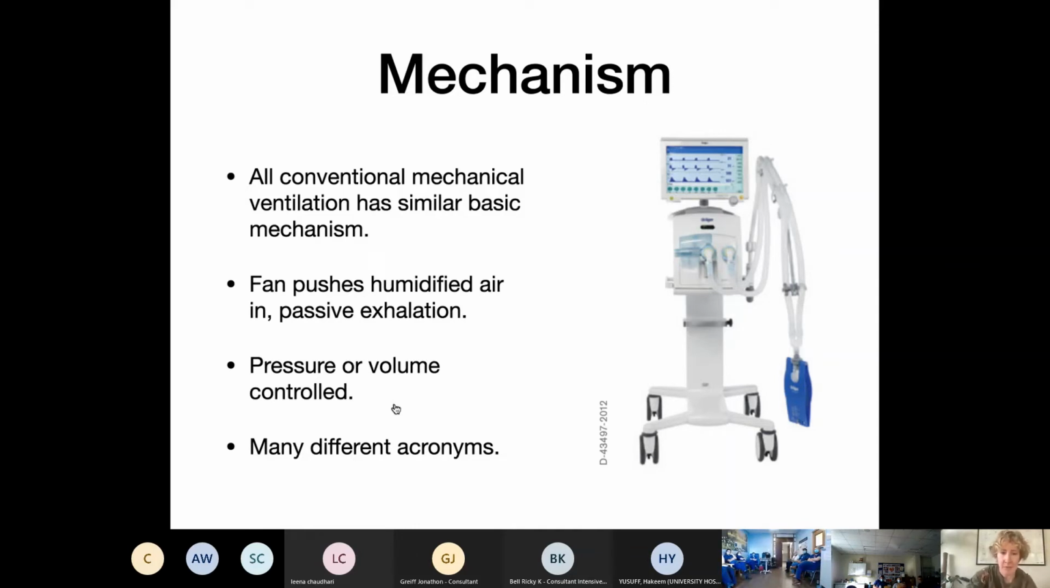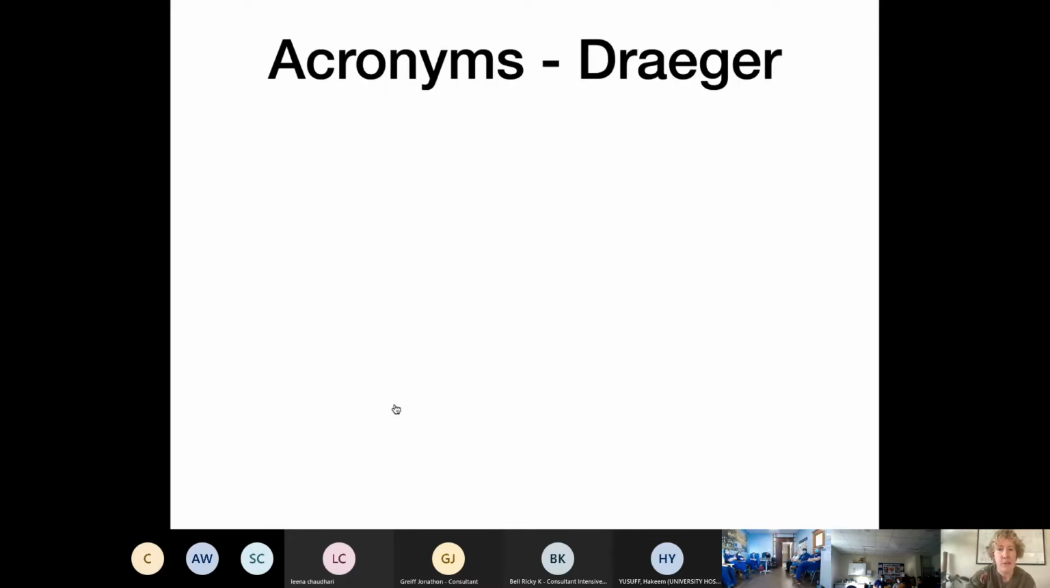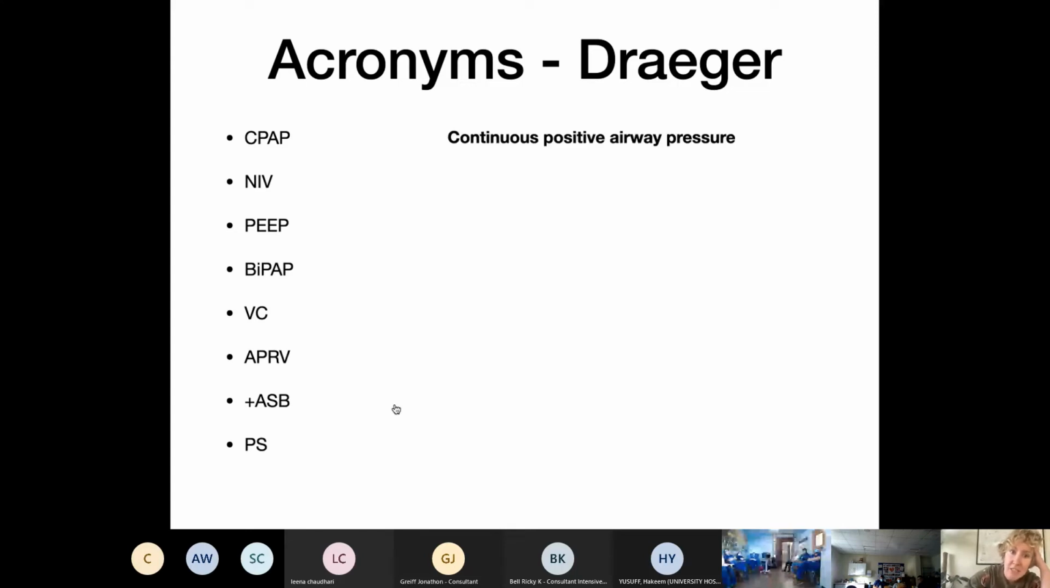And there is an overwhelming number of different acronyms, and I have to say sometimes even I can't remember what the letters stand for. So I've chosen today to go with the acronyms that we see on the Draeger ventilators, because they're what we have at the Royal. Here are just a few, so I'll spell them out so that we're all on the same page.